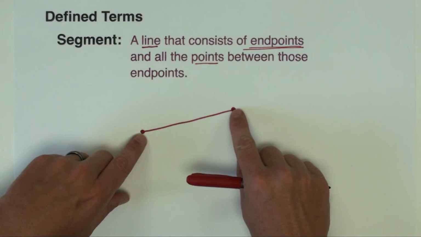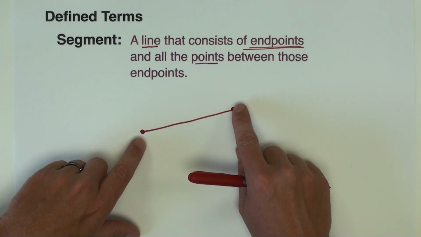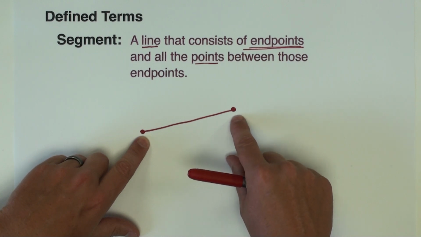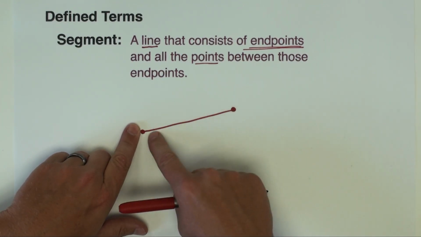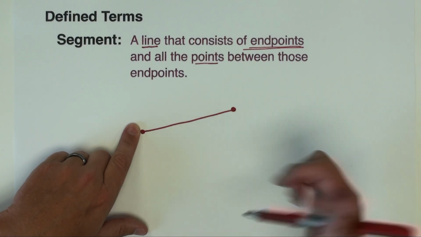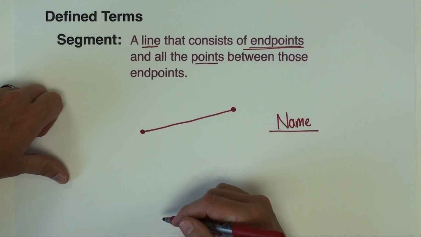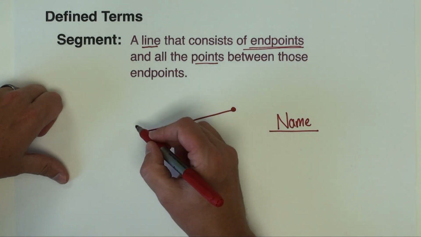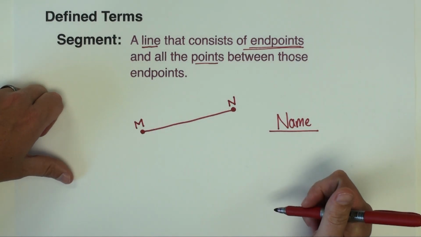So instead of seeing arrows on the end and then the thing going forever in both directions, we just see a piece of a line that's then kind of chopped off. So we have endpoints and then we have all the points that are between those two endpoints. Now, when we name a segment, we again need to know the names of these endpoints. So let's just call these M and N.